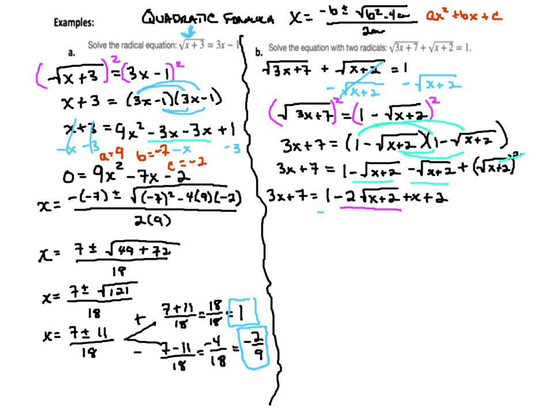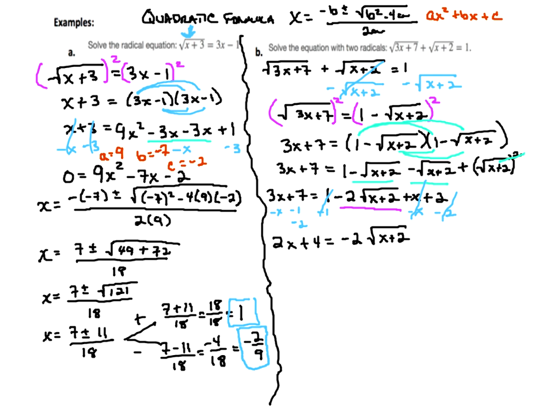So to do so, I'm going to subtract 1, subtract x, and subtract 2 from both sides. Minus 1, minus 2, and minus x. So it goes away here, here, and here, and transfers to the other side. So 3x and negative x is 2x. 7, negative 1, and negative 2 gives me positive 4. And that is equal to negative 2 square root x plus 2.